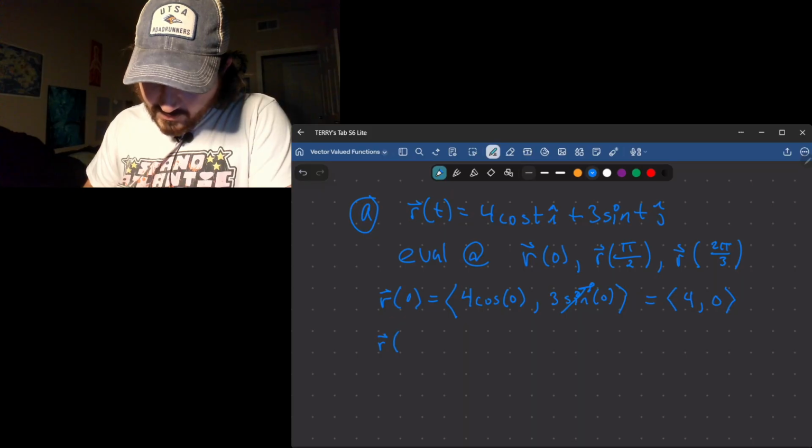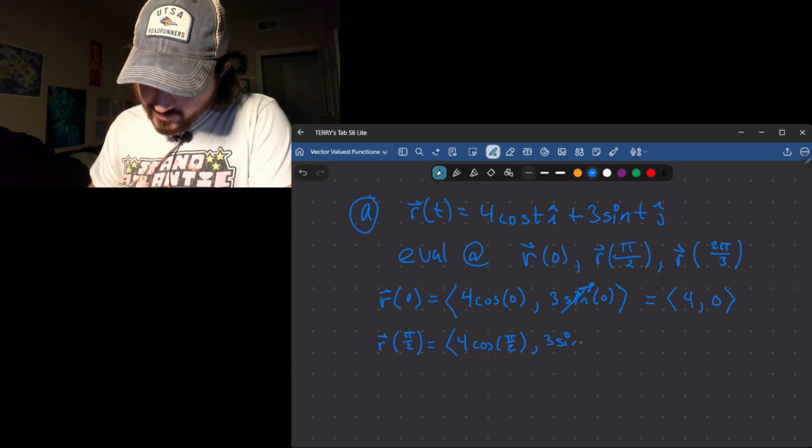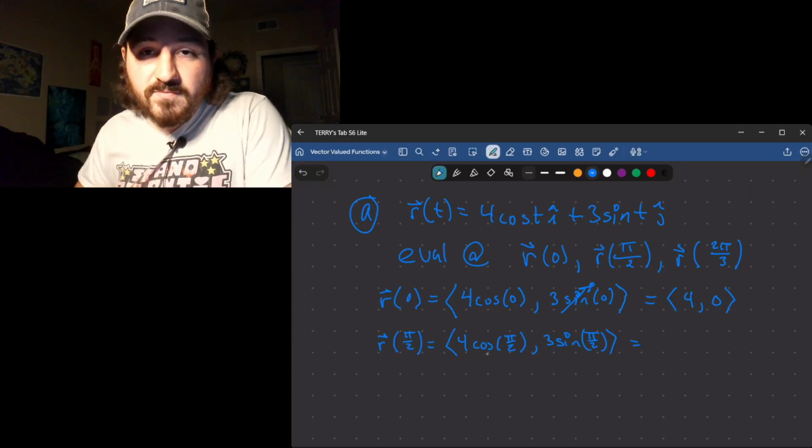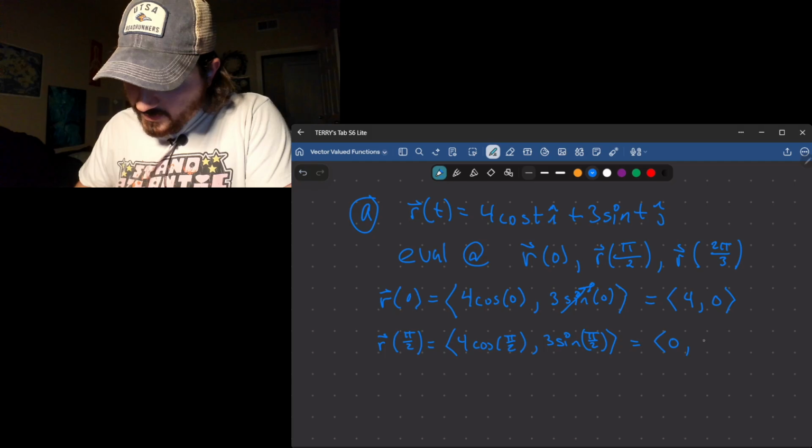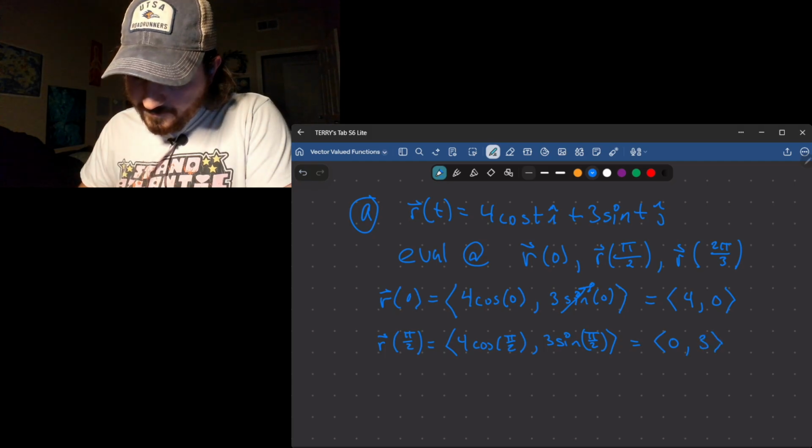Okay? And then the next one we're going to do, we're just going to do pi halves. So we've got ⟨4 cosine of pi halves, 3 sine of pi halves⟩, still a vector. Okay, we know cosine of pi halves is 0, and we know sine of pi halves is 1, so this one's going to be a little bit of the opposite. So in this case, we're going to get 4 times 0 is still just 0. 3 times 1, however, is 3.